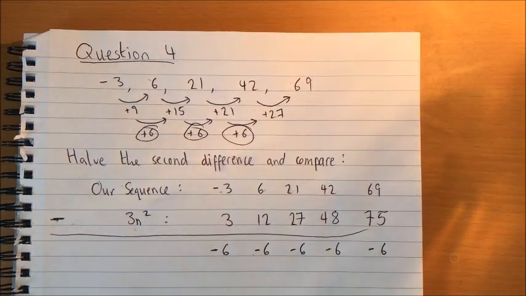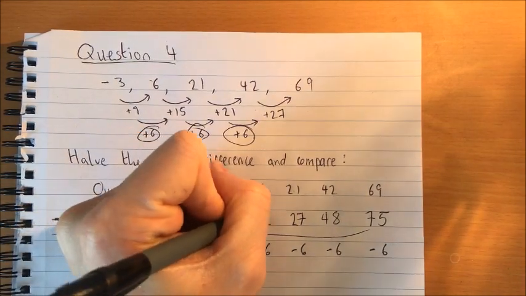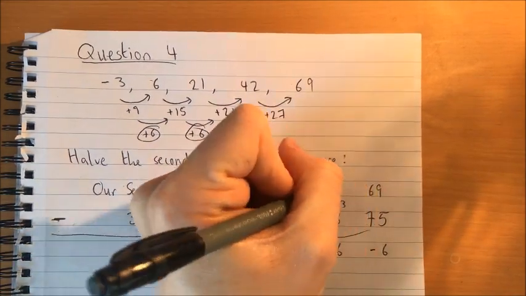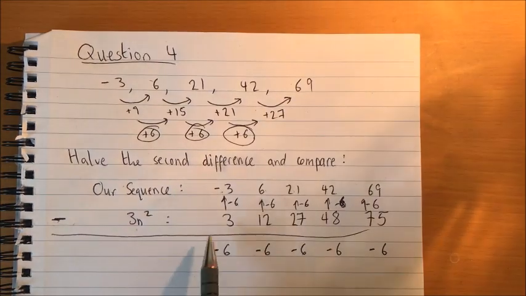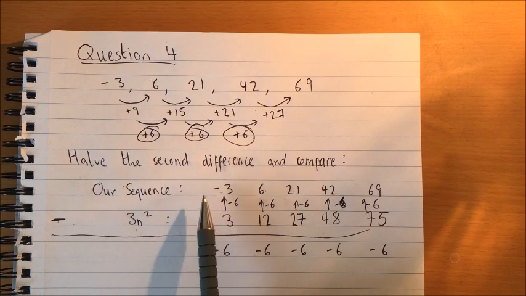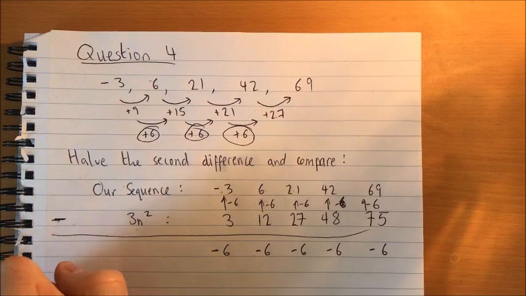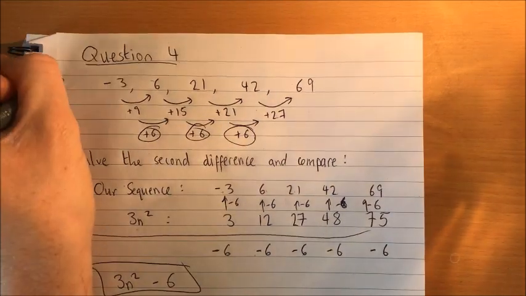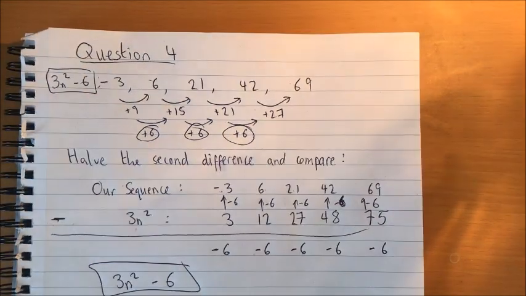So I can see that my sequence is always 6 less than the sequence 3n squared. So no matter what term I'm looking at, every term in the sequence 3n squared, my sequence is just 6 less than that. So my nth term would be 3n squared minus 6. That's what my answer would be. So this is the sequence 3n squared minus 6.